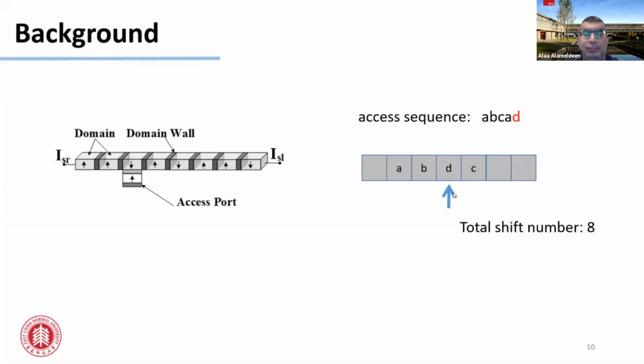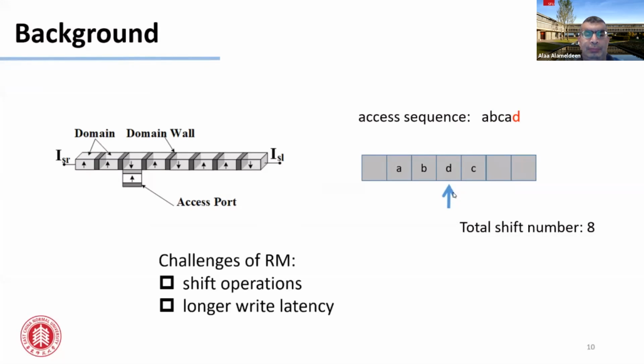Although the cost of one shift is very low, the cost of multiple shifts is very high. Meanwhile, although the access performance of RM is close to that of SRAM, the write overhead is still greater than that of SRAM. Thus, when using RM as SPM, there are 2 challenges to address. They are shift operations and longer write latency.